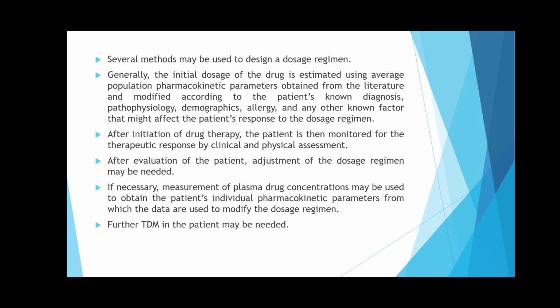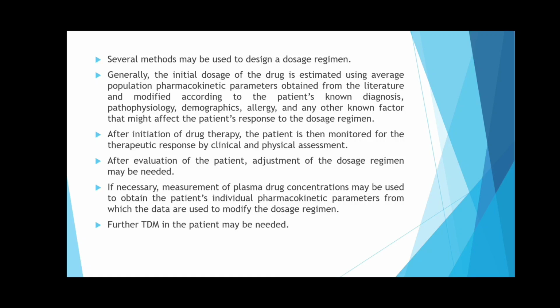Several methods may be used to design a dosage regimen. Generally, the initial dosage of the drug is estimated using average population pharmacokinetic parameters obtained from the literature and modified according to the patient's known diagnosis, pathophysiology, demographics, allergy, and any other known factor that might affect the patient's response to the dosage regimen. After initiation of the drug therapy, the patient is then monitored for the therapeutic response by clinical and physical assessment. After evaluation of the patient, adjustment of the dosage regimen may be needed.